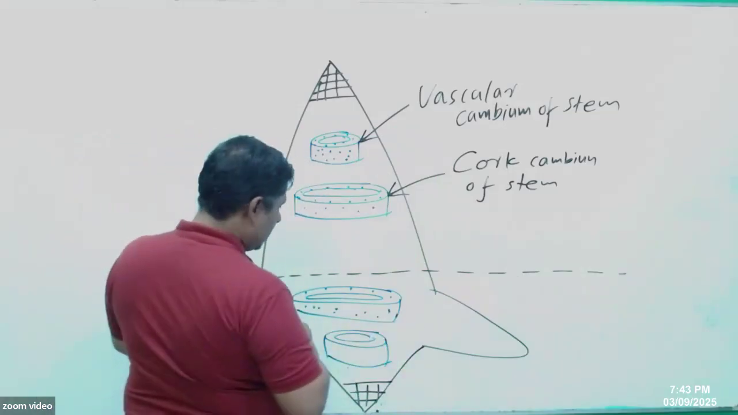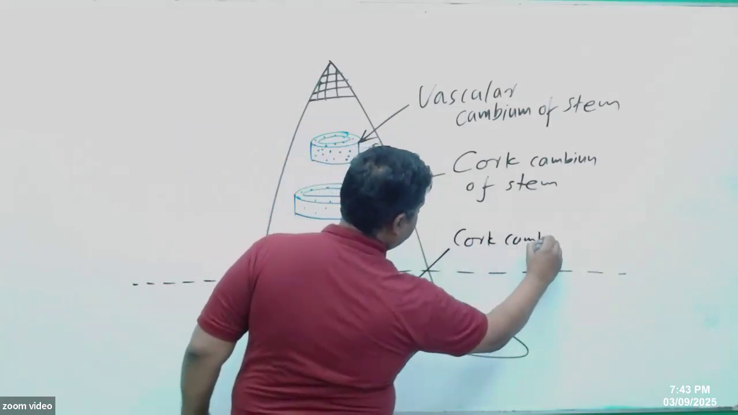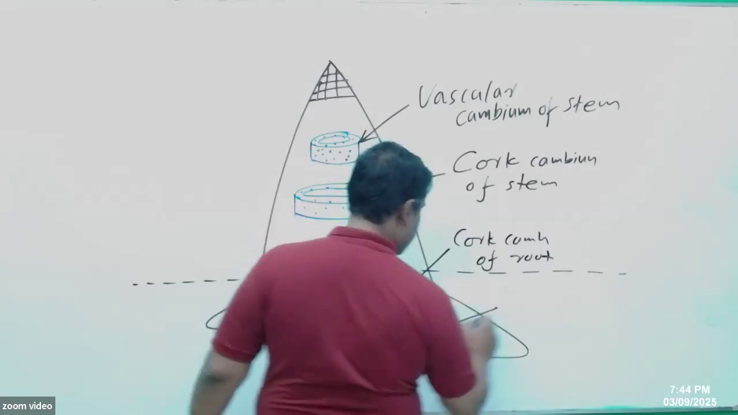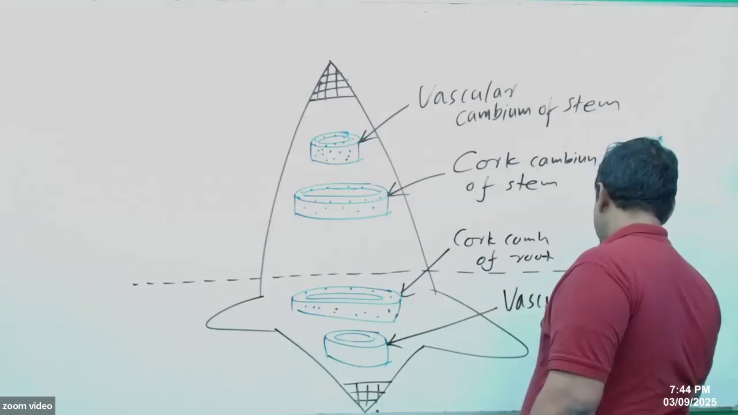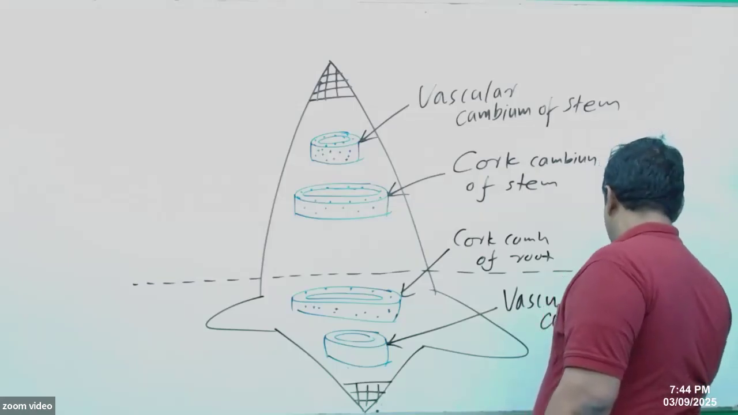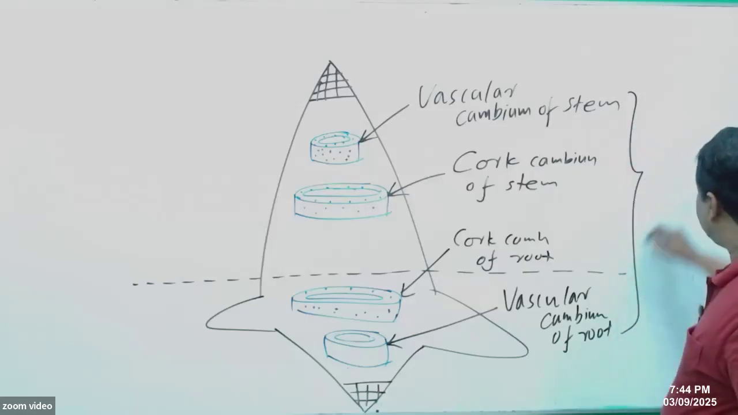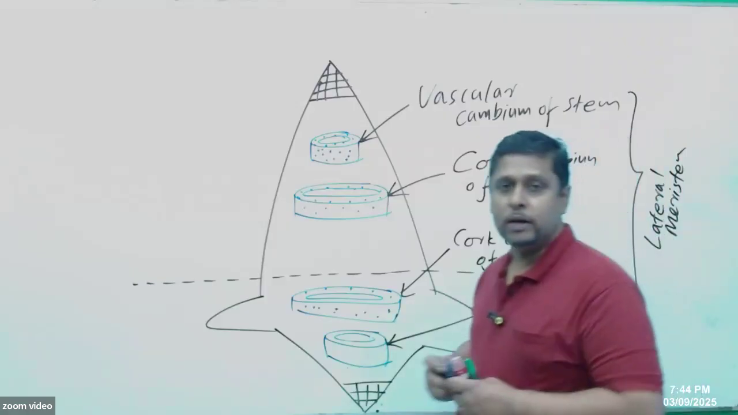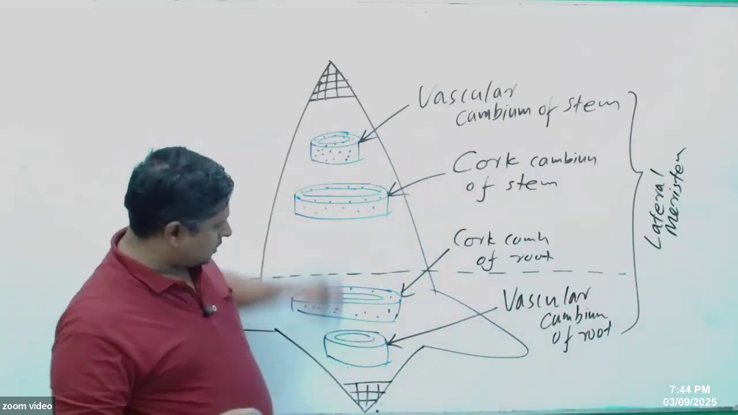So this is the cork cambium of the root. And then this is the vascular cambium of the root. So everything together, all these, what do you call, people? Lateral meristems. All of them together, what do you call? Lateral meristems. Now, people, you learn the apical meristem, shoot apical meristem, root apical meristem.